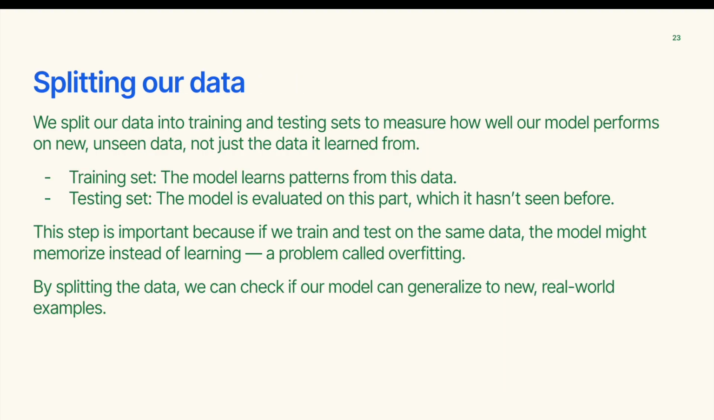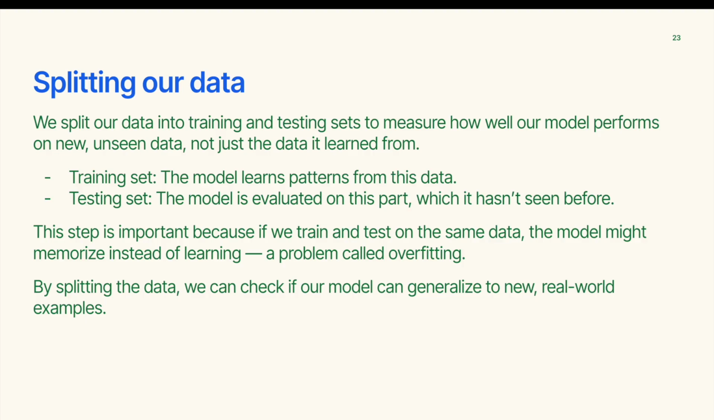So the next thing that we want to do is splitting our data, and we usually divide our data set into two main parts, a training set and a testing set. The training set is the portion of data the model learns from. So during training, the model looks for patterns and relationships between the predictors and the target variable. The testing set, on the other hand, is data the model has never seen before. So after training, we use this part to see how well the model performs on completely new examples.